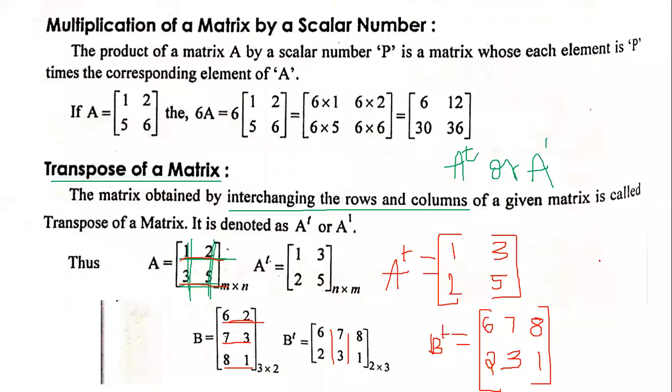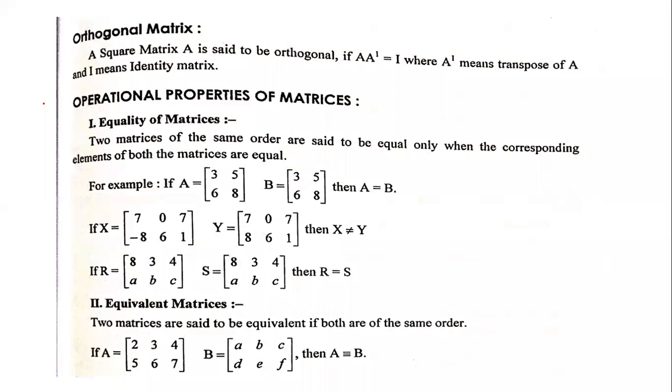Okay, so let us move further. Next, orthogonal matrix. Now, orthogonal matrix, let us see what is there. A square matrix A is said to be an orthogonal matrix if A into A transpose is equal to I. So if you have a matrix A and you multiply that with its own transpose, if you change the rows and columns, that will become the transpose, correct? So if you multiply A and A transpose, you are going to get the identity matrix.